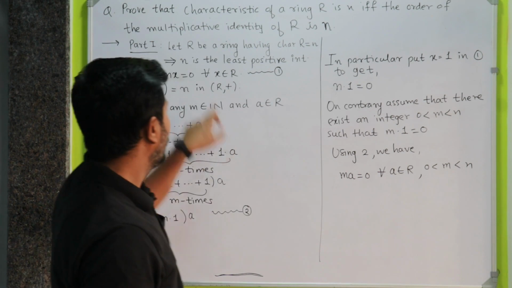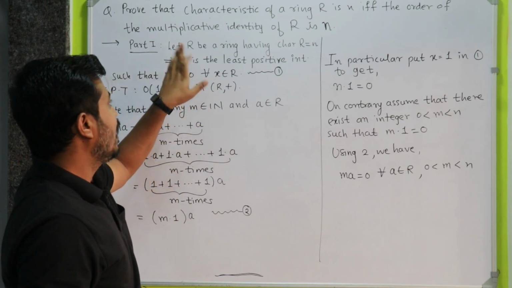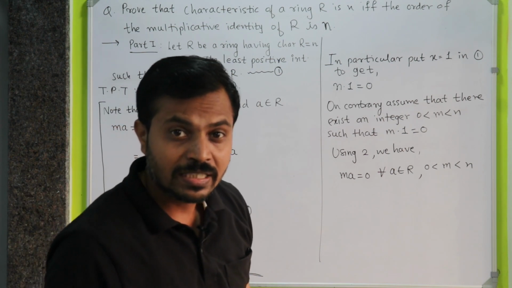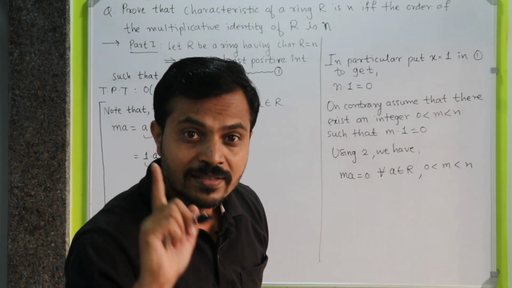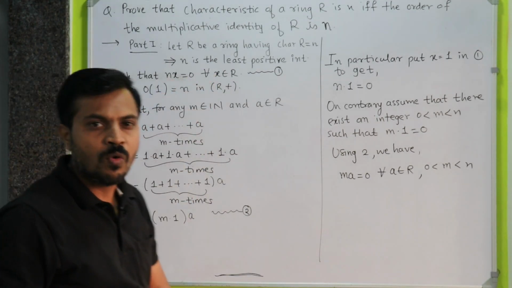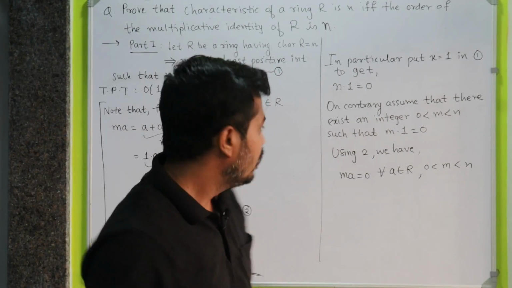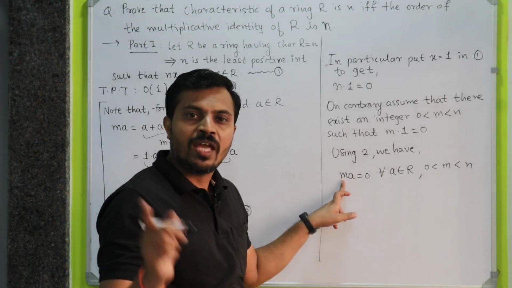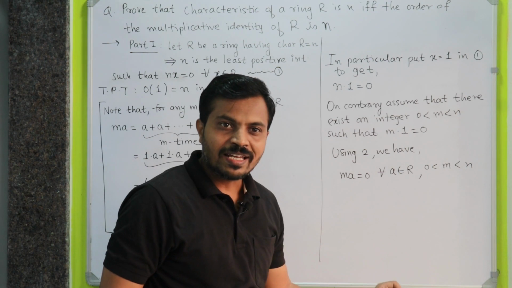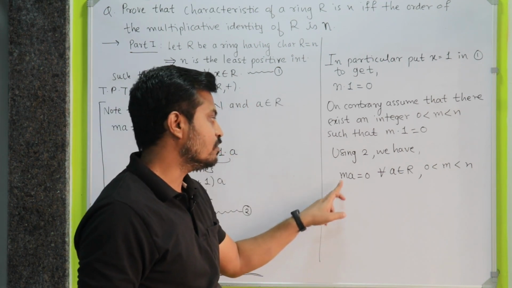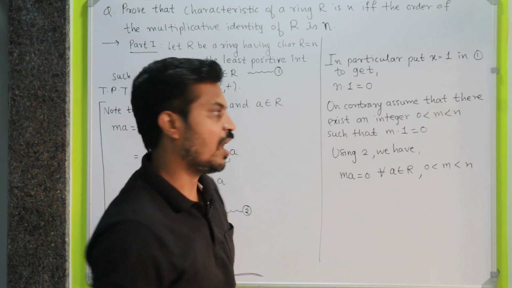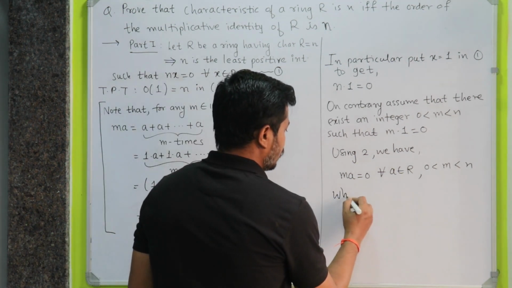Contradiction to what? Since we are assuming the characteristic of the ring R is n, it implies that n is the least positive integer such that nx is equal to 0 for all x belongs to R. But what we got here? We have one more positive integer which is smaller than n, satisfying the condition ma is equal to 0 for all a belongs to R.